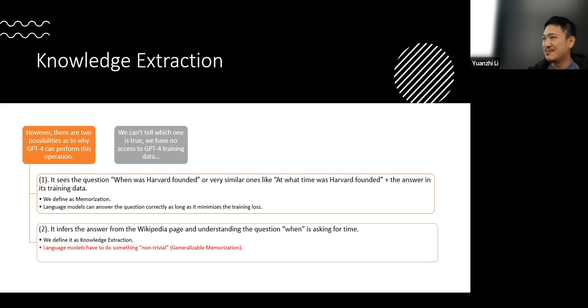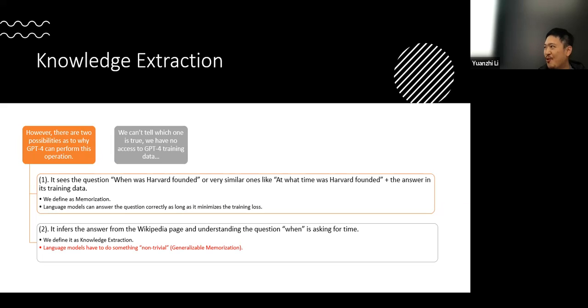The first possibility is GPT-4 just sees this answer in its training data. Then it just completes the next token for this answer, right? For example, if the question, when was Harvard founded, was in its training data, and it also memorized this particular question or its answer, then it's not really generalizable memorization. It's still just standard memorization to perform next token prediction.